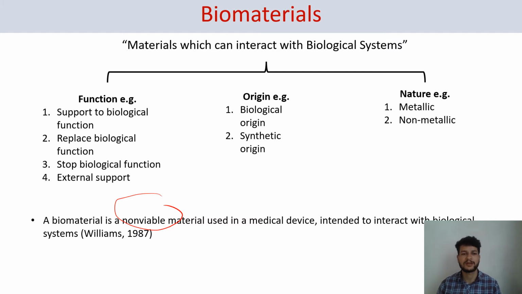But now some biomaterials are also viable, made up of different cells and scaffolds. But the important properties of these biomaterials are that they should be biocompatible and have an appropriate host response, because these materials directly interact with the biological system.